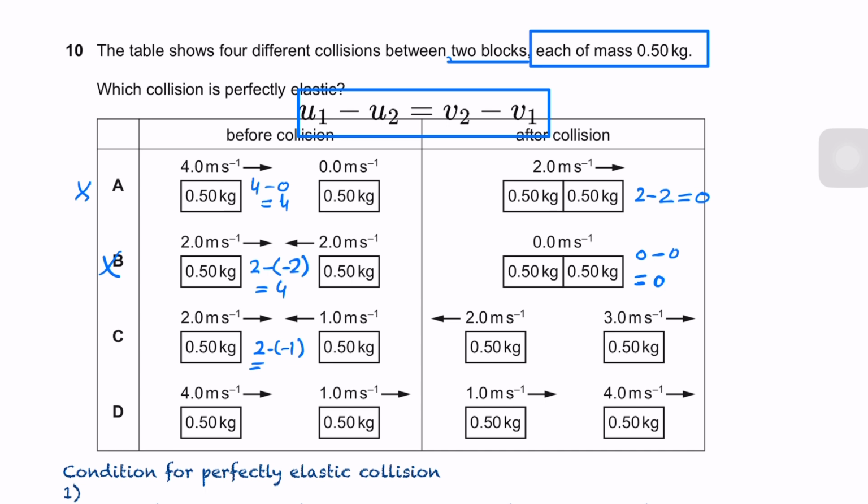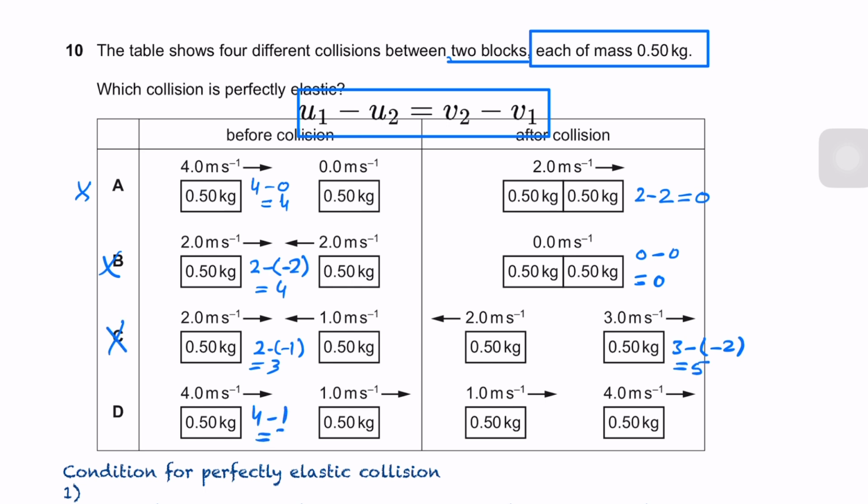In option C, 2 minus minus 1. Again the arrows are in opposite direction, so you should put the negative sign. And v2 minus v1: 3 minus, again opposite direction, minus 2. That will give you 5 basically. Not equal.